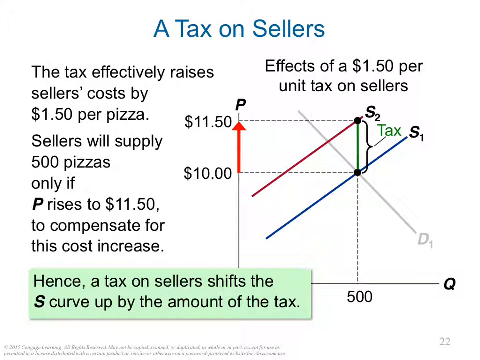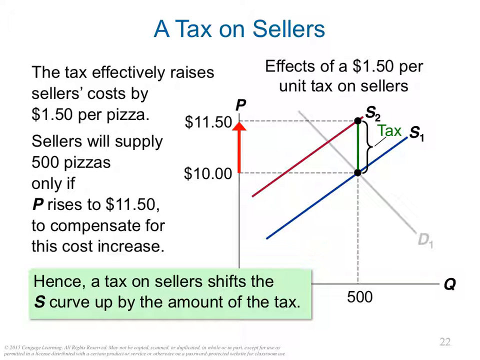Here in this slide we are going to talk about the tax effect on sellers. Now in this case, a tax is levied on sellers of a good, so that means sellers are going to pay $1.5 to the government. And how does this law affect the buyers and sellers of pizza? To answer this question, we need to follow this three-step analysis.